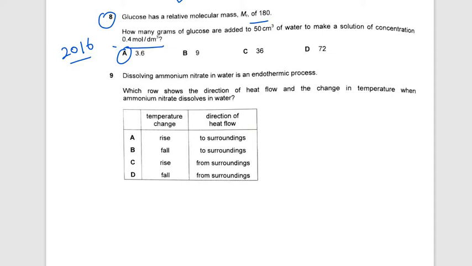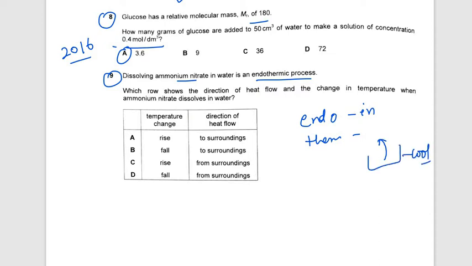Okay, now let's see question number 9. Dissolving ammonium nitrate in water is an endothermic reaction. What is an endothermic reaction? Endo means in, and thermal means temperature or heat. A thermometer is an instrument by which you check the temperature. So temperature is going in from where? From the surroundings. That's why you will feel cool. Okay, so let's see the option.